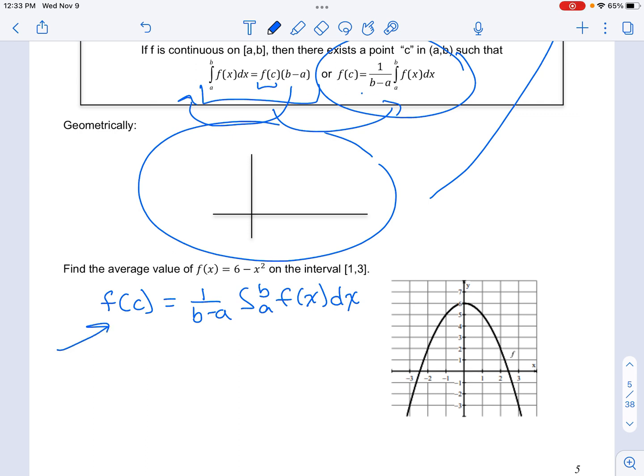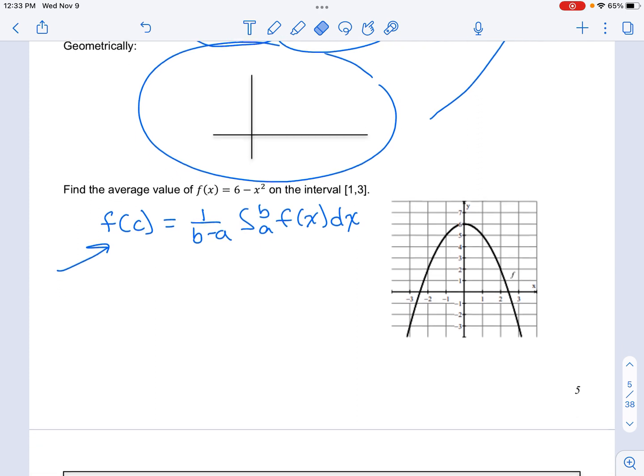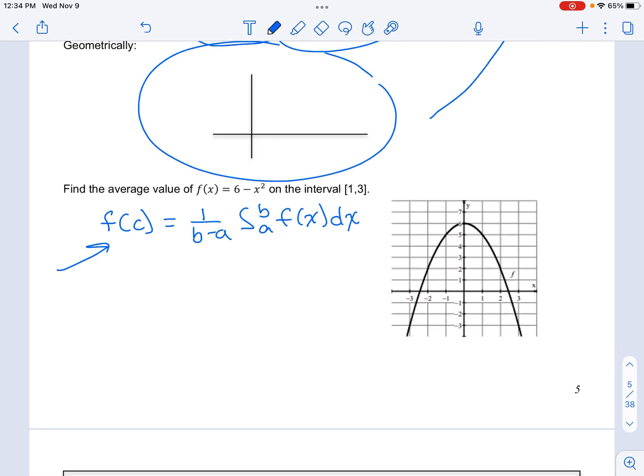If you think about what we do for an average, we add up a whole bunch of stuff and divide by how many terms you have, and that's what's happening here. You are adding up all the y values, summing up a whole bunch of stuff, and then dividing by that interval. That's why it's called your average value. So let's see what we have here. This one, we do have an equation. This is your A, this is your B. So it'd be 1 over 3 minus 1, times the integral from 1 to 3 of 6 minus x squared dx.